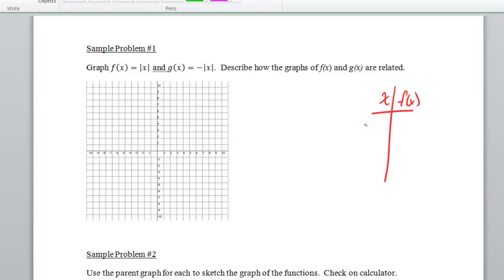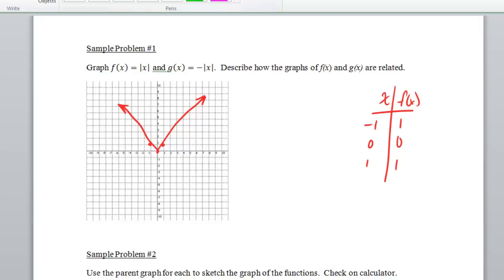We could do -1, 0, and 1, and you should at this point with the parent functions know what this graph is going to look like. So the absolute value of -1 is 1, 0 is 0, and then the absolute value of 1 is also a positive 1. So we kind of get the start of our V shape going, and of course you would try to be a little bit more artistic than I am. Use straight edges to hit the correct points.